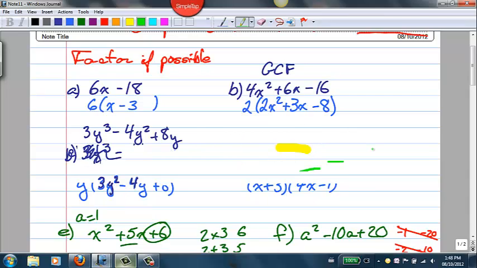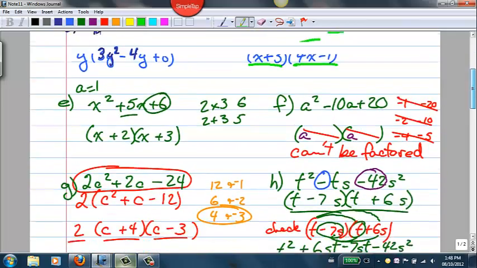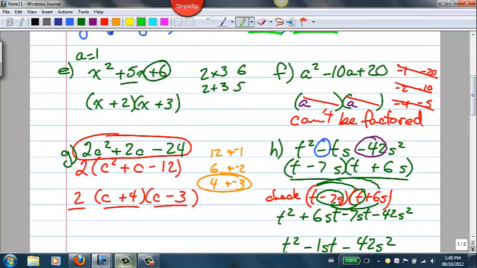Anyways, that previous question, you can see it on your quiz. It was 4x times x plus 3 minus 1 times x plus 3, and the x plus 3 was the common bit. 4x minus 1 was left over. Okay, moving on to E. And again, like I said, this is all done now, so we'll just be going through the solutions.